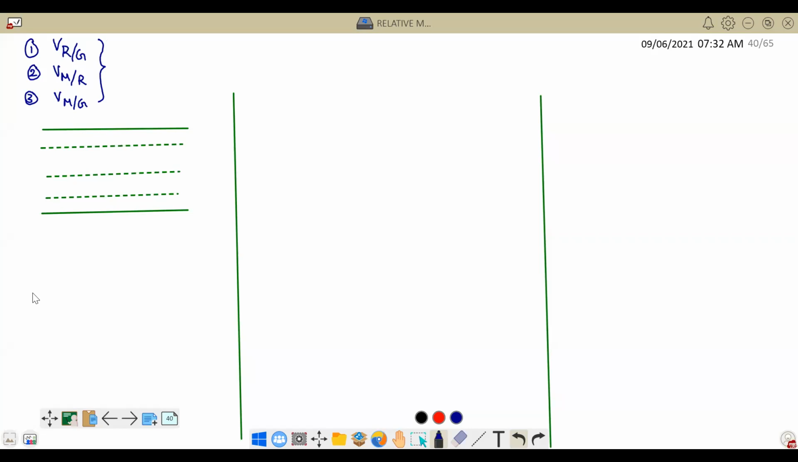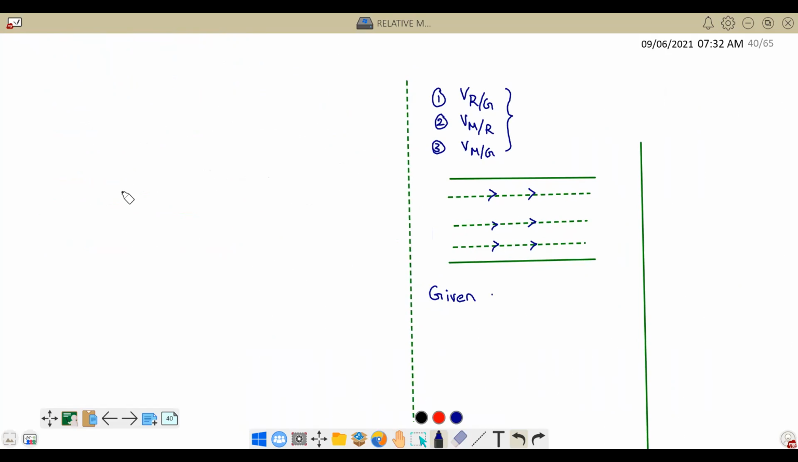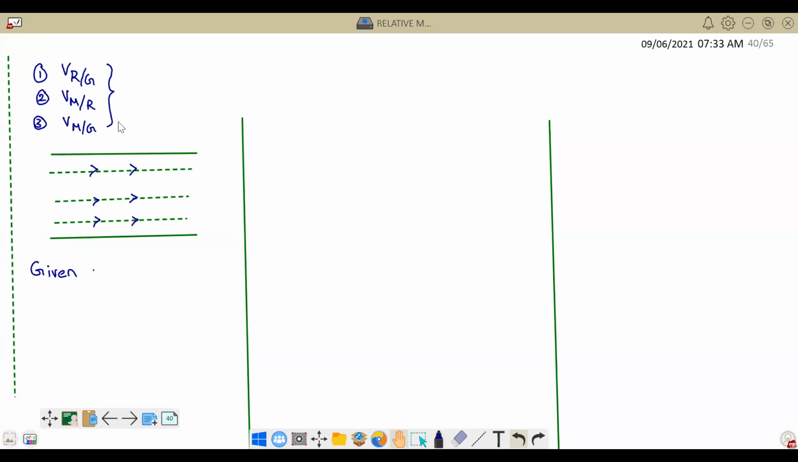So first and foremost is the river velocity. Whenever in a problem they give the river velocity, that is always with respect to ground. So please remember, until now, whatever we discussed in relative motion problems, all given values are with respect to ground. Now, these three will be given, out of which two will be given and you will be asked to calculate one. So when these are given, how to take them, that is what I'm explaining.